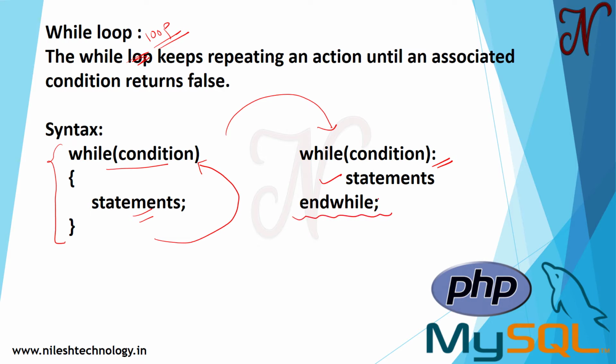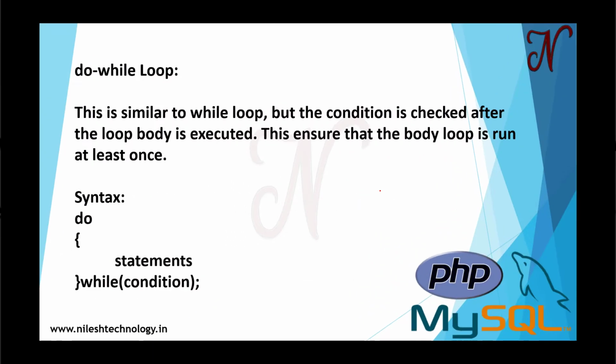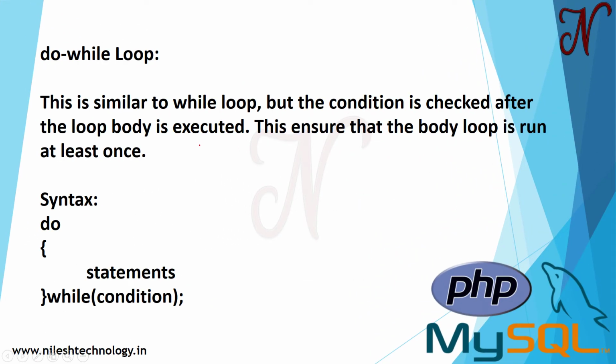Okay, same here, do while. This is similar to while, but the condition is checked after the loop body is executed. This ensures that the loop body runs at least once. This is the regular syntax of a do while loop. There is no alternate syntax in PHP, because at the end of this syntax they use the while condition and the semicolon. So the while loop is the entry control loop: before going into the loop it checks the condition. Do while is the exit control loop, so it checks the condition at exit time.